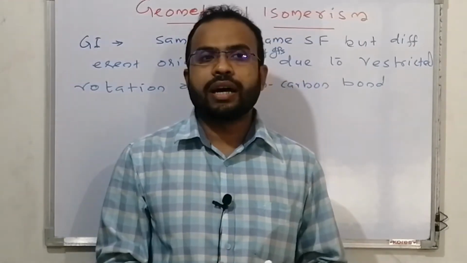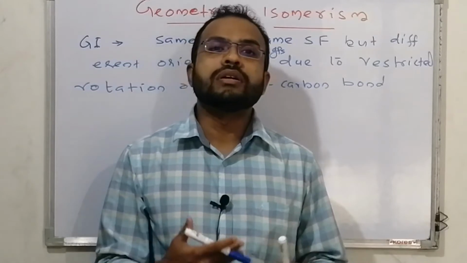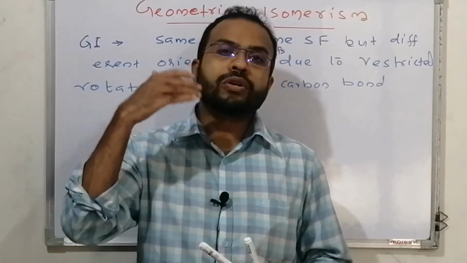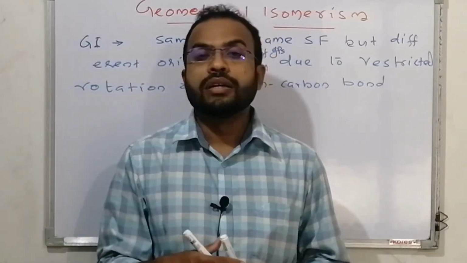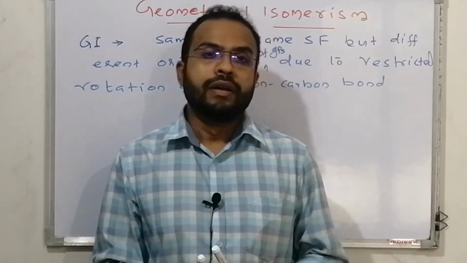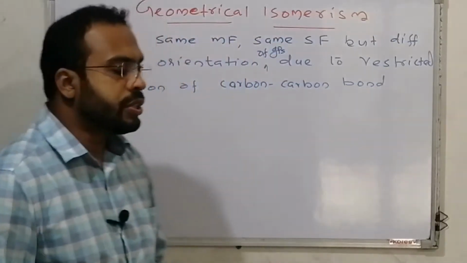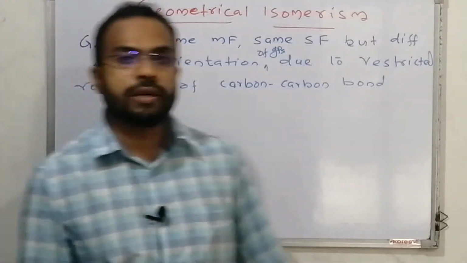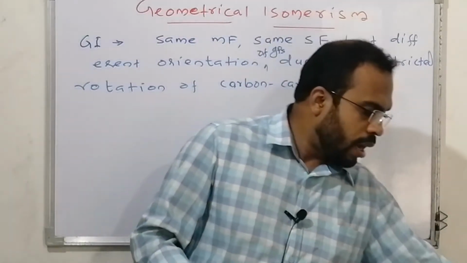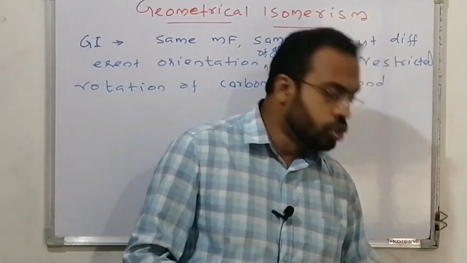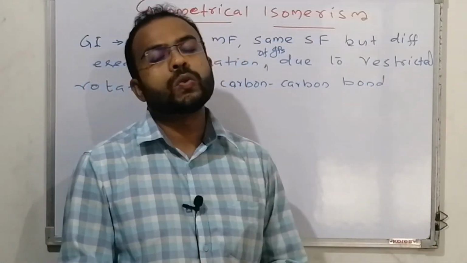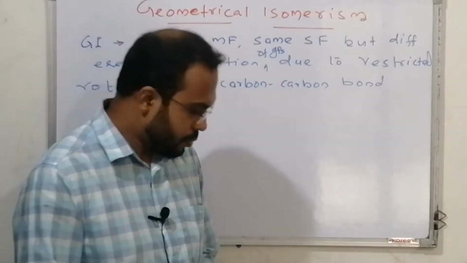We have already said that a carbon single bond has a rotation property. Because of that, the orientation of the groups on the carbon keeps on changing. We have eclipsed, staggered, gauche, etc. But here carbon rotation has been restricted or prevented, and because of that, molecules have different geometrical orientation. That orientation results in geometrical isomerism.